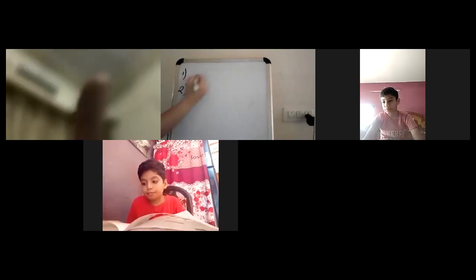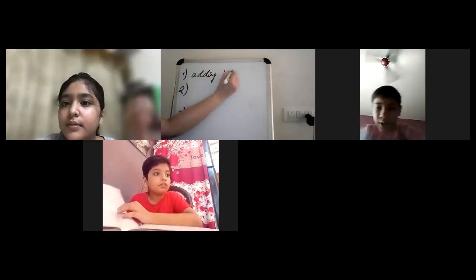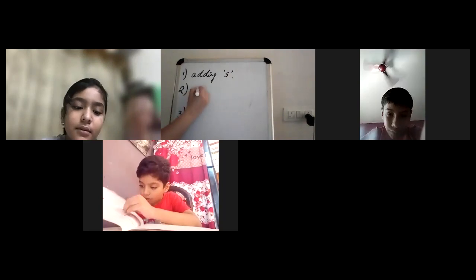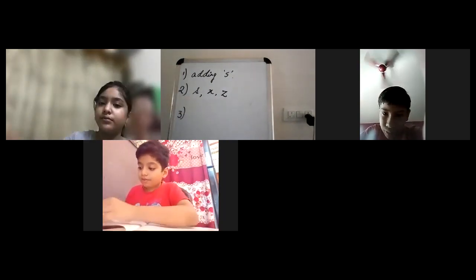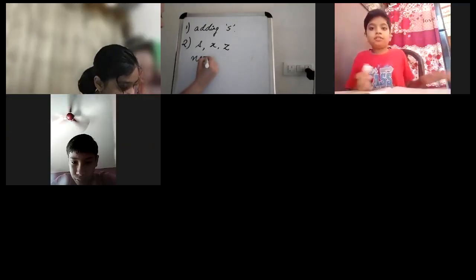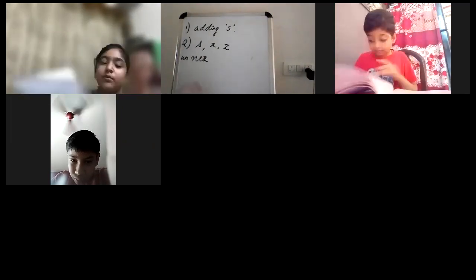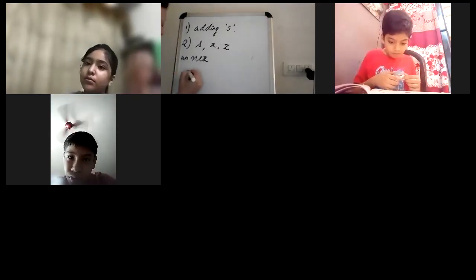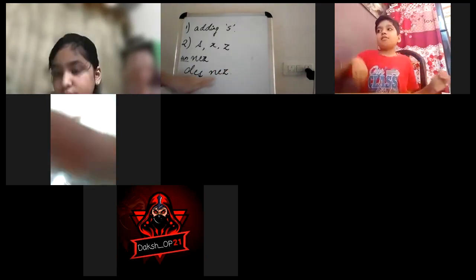The first rule is simply by adding S. The second rule is the nouns that are ending in S, X, and Z. There are words we do not change in plural. For example, there is a word nez. Nez is nose. When we talk about a nose, we write le nez, he has a big nose. And they have big noses. We'll only change the article. Le gets changed into les and nez remains the same. This is the plural form.